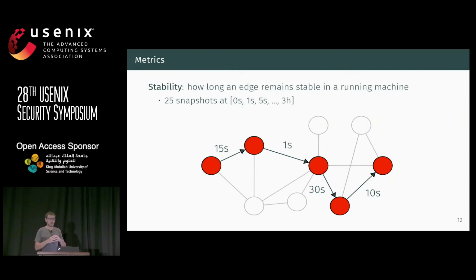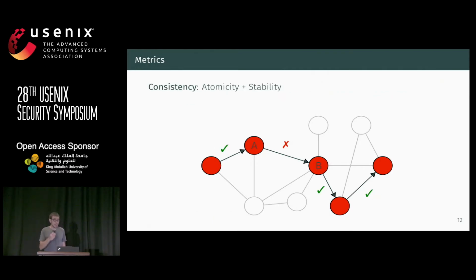The second metric that we express on our graph is stability, which measures how long an edge remains stable in a running machine. To do so, we took 25 different snapshots of the same virtual machine, so we created 25 different graphs. By looking at the edges in these graphs, we were able to understand which edges remain stable and which instead changed, and when they changed. Finally, in this paper we also show that metrics can be combined. For example, consistency is a combination of atomicity and stability, and this metric expresses the fact that an edge might be inconsistent because the memory is not acquired atomically.